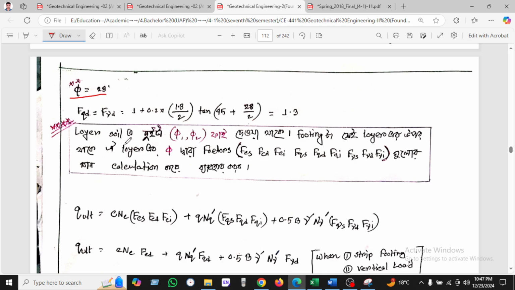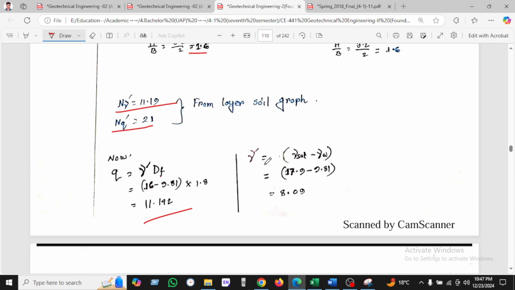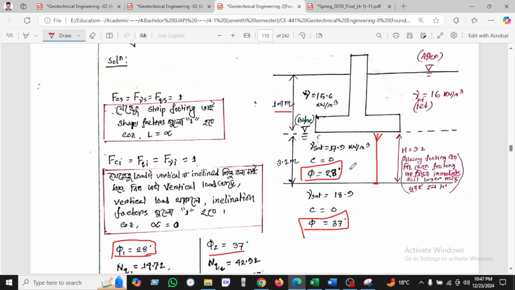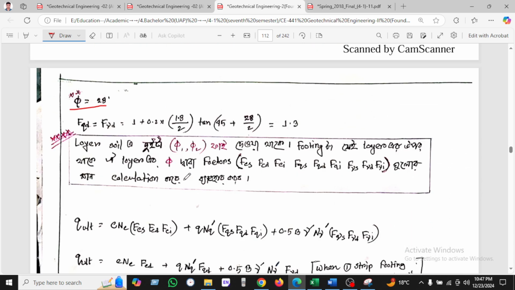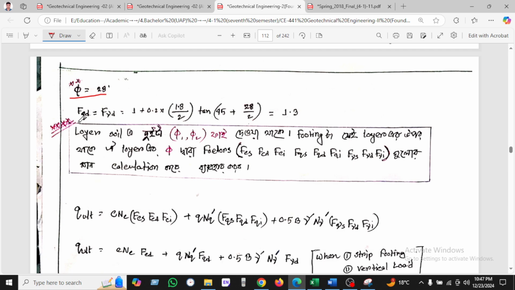Why will we take the phi? When there are multiple phi values, we will take the phi of the immediate bottom layer. We can see this is the phi 1, and this is the phi 2, but we will take this layer's phi. Why? Because the footing rests on this layer. So that's why we will take the phi of 28 degrees, and I found that the depth factor is 1.3.